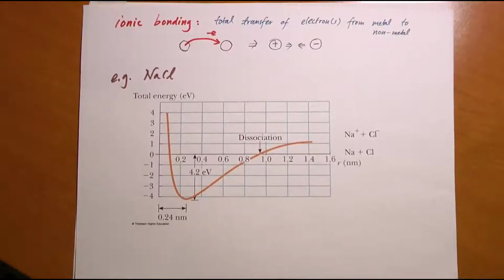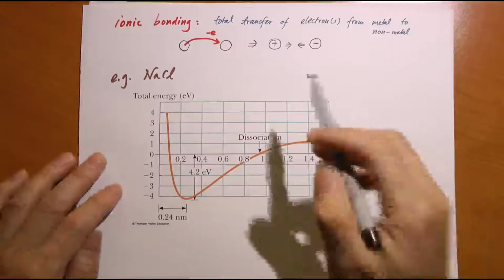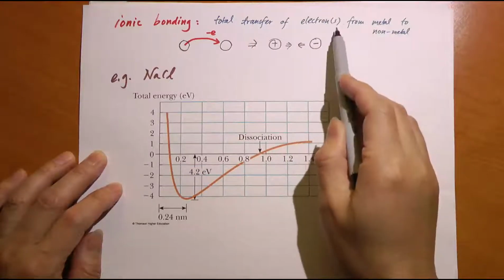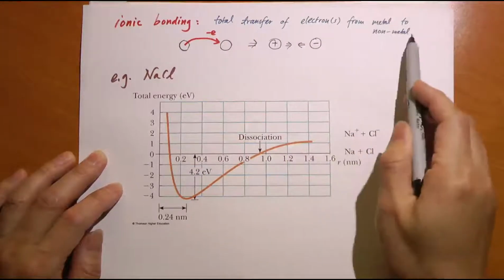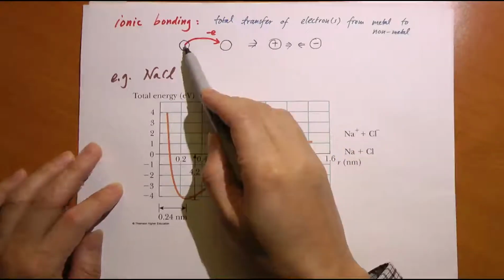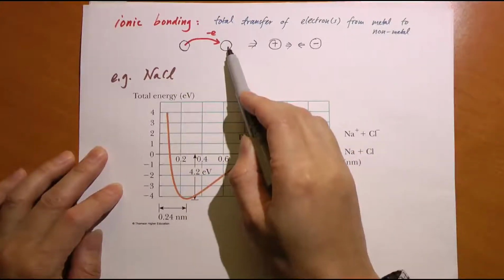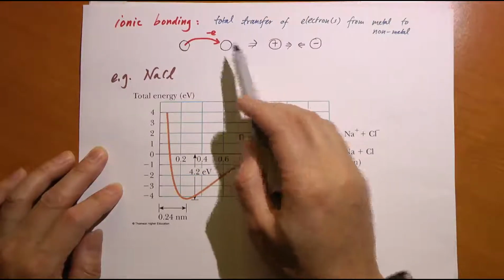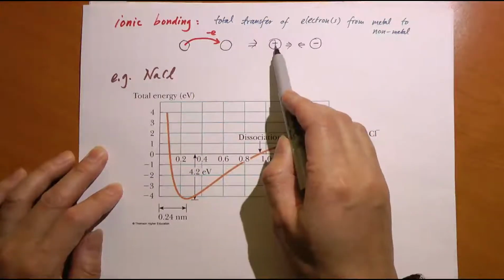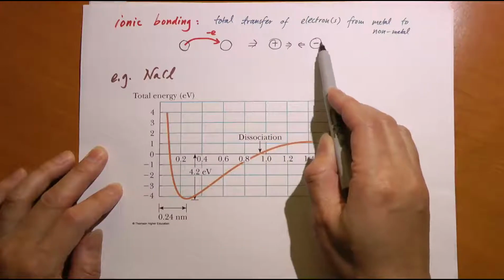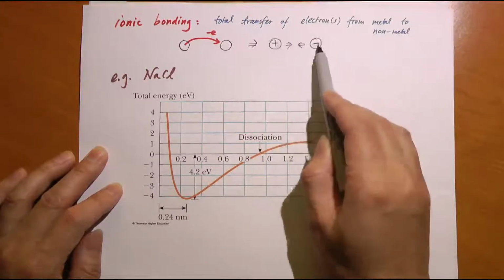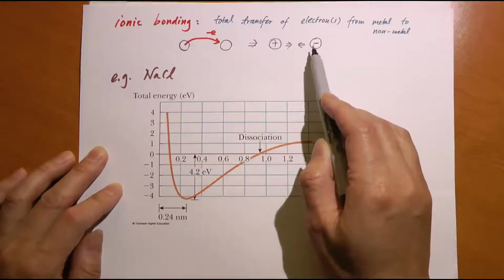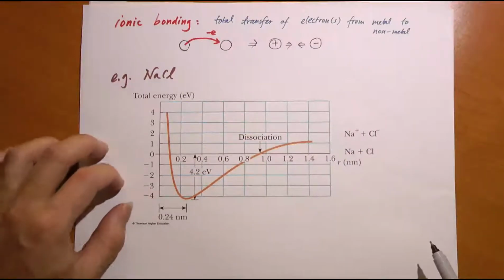The idea behind ionic bonding is very simple. There is a total transfer of an electron, or maybe more than one electron, from the metal atom to the non-metal atom. Here is a metal atom, and here's a non-metal atom. The metal atom transfers an electron or two to the non-metal atom, and as a result becomes positively charged, and the non-metal atom now becomes negatively charged, and they start to attract each other, and the Coulomb attraction is what's behind this ionic bonding.